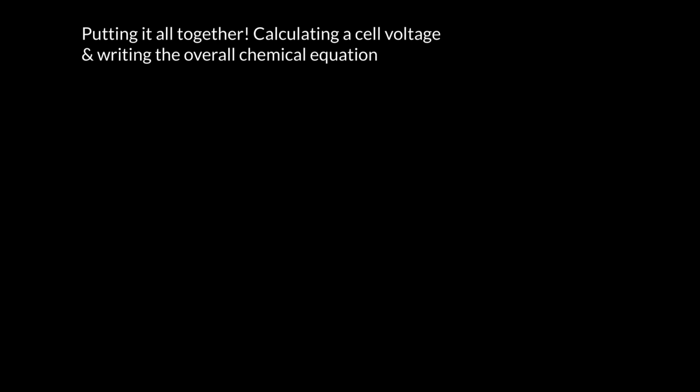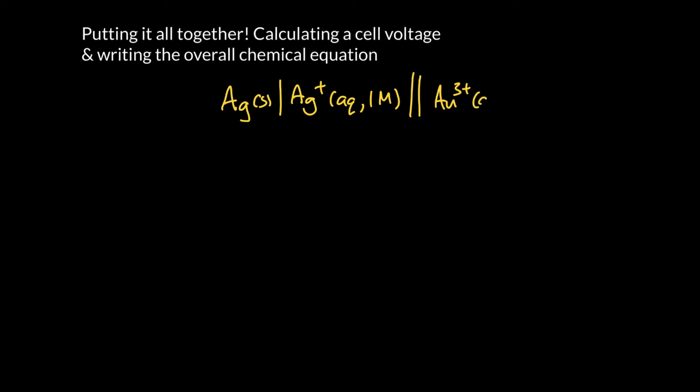So for instance, here is a cell, and I'm going to use the cell notation. And what I like to do in this video is show you how to calculate the cell voltage and how to calculate the overall chemical equation. Of course, the cell diagram allows us to avoid drawing out a picture of a cell, but I think at this point you should probably be able to sketch this out.